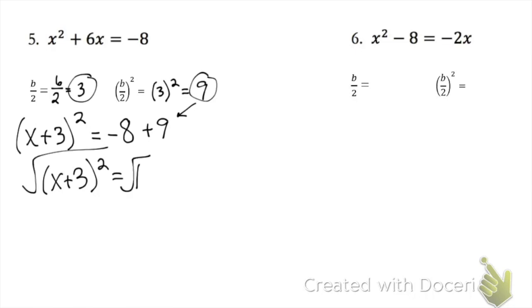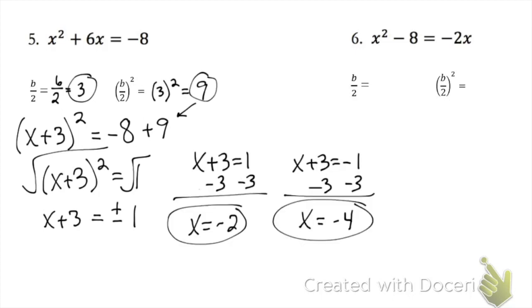Square root both sides. We get x plus 3 equals a positive and a negative 1. And now you need to write two equations and solve. Pause your video now and try to do that on your own. I got the solutions of negative 2 and negative 4.